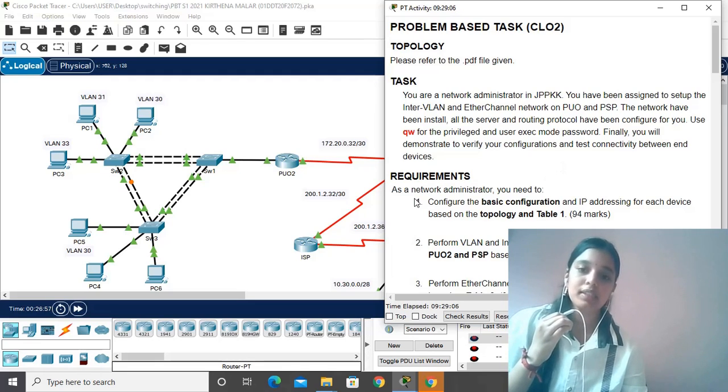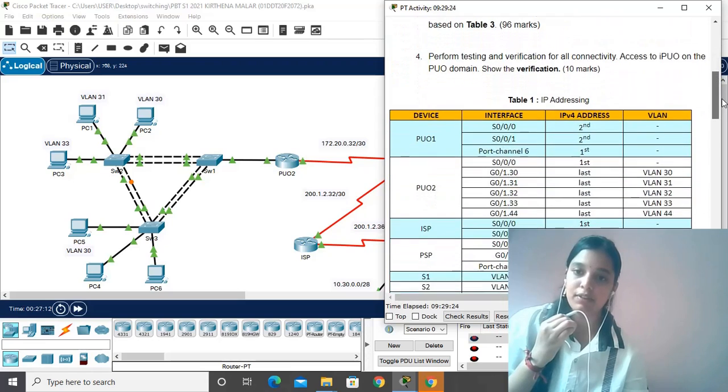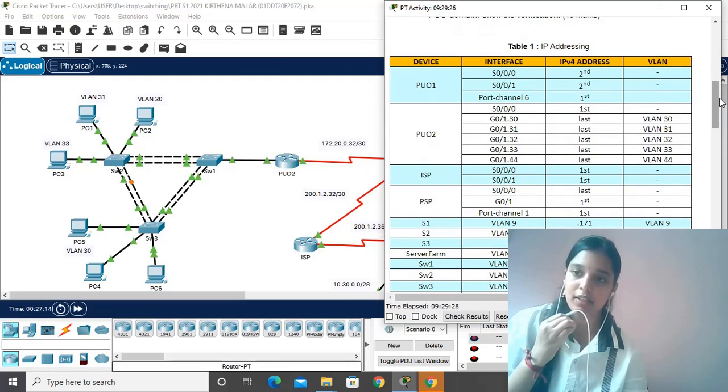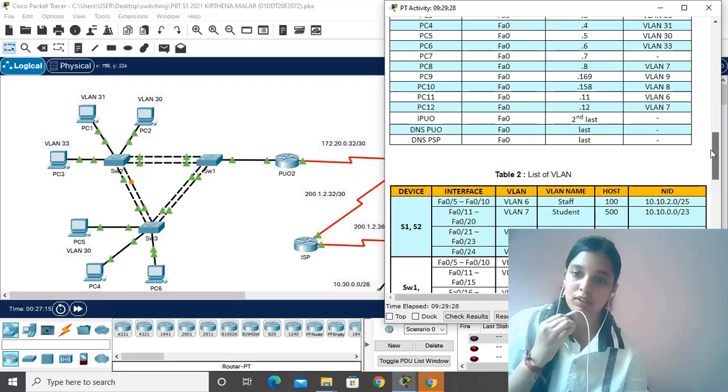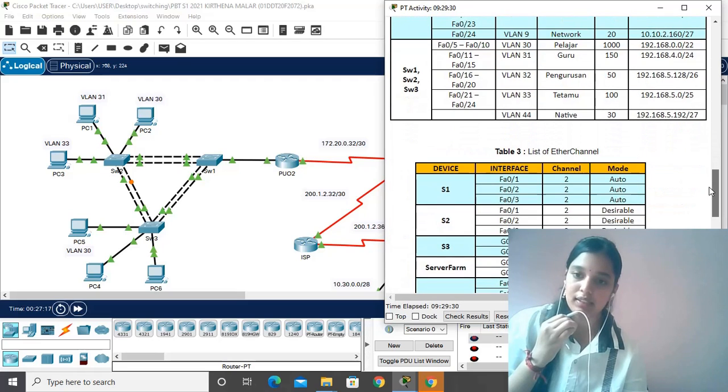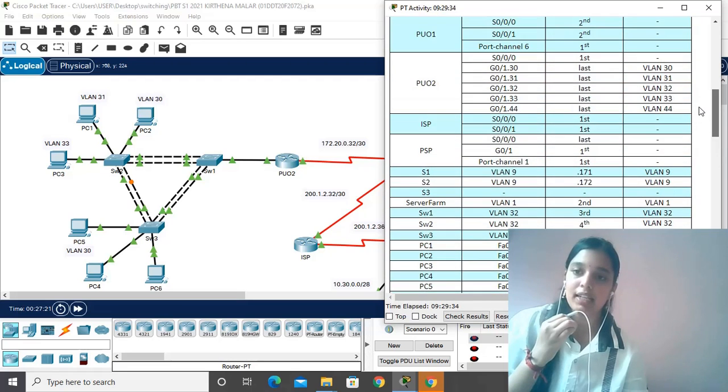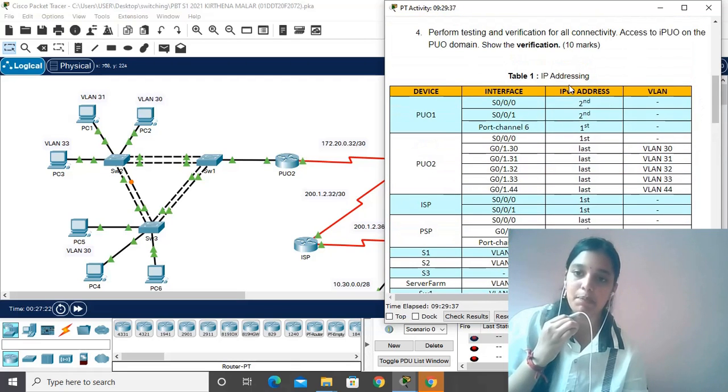The requirement as a network administrator: the first question is to configure the basic configuration and IP addressing for each device based on the topology and table 1. In the instruction, table 1 IP addressing has been given. Table 2 is the list of VLAN, and table 3 is the list of inter-channel. Okay, let's start from table 1 IP addressing.